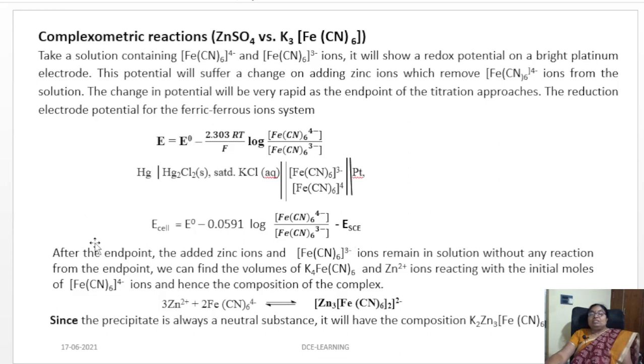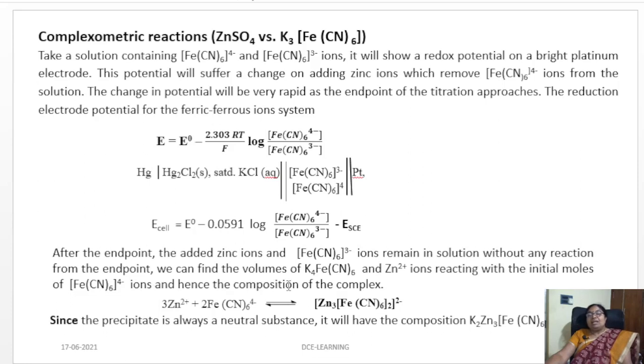After the end point, the added zinc ion and only the oxidized ion remain in the solution without any further reaction. All the ferrous is converted into ferric ions. At the end point there is no ferrous left to be oxidized to the ferric state. Therefore only zinc and the ferric state will be present.